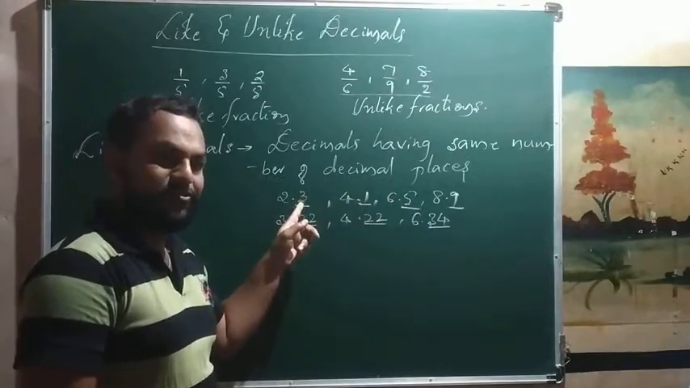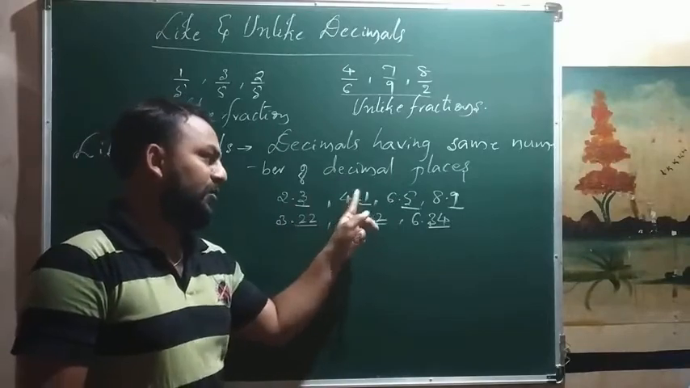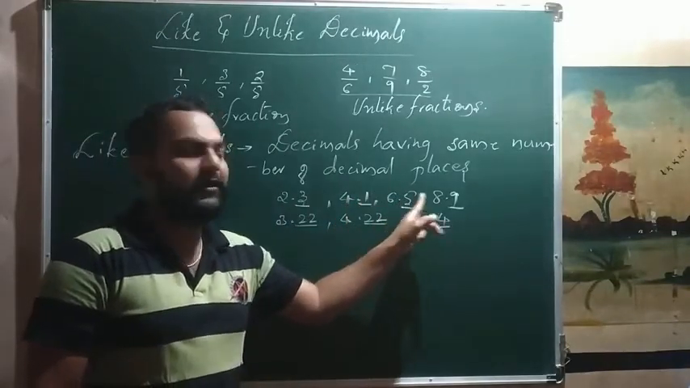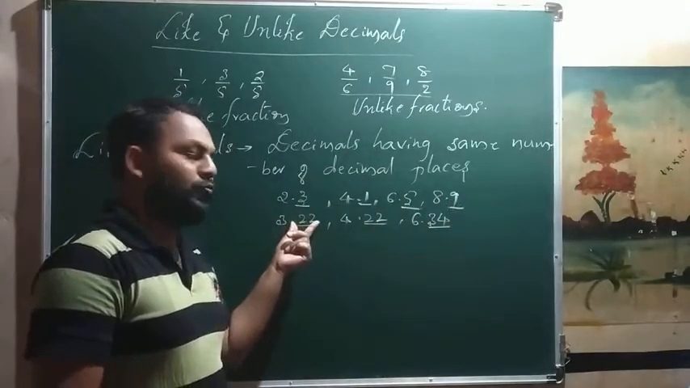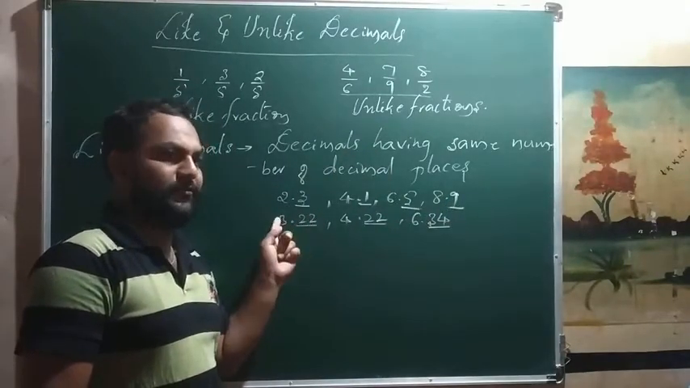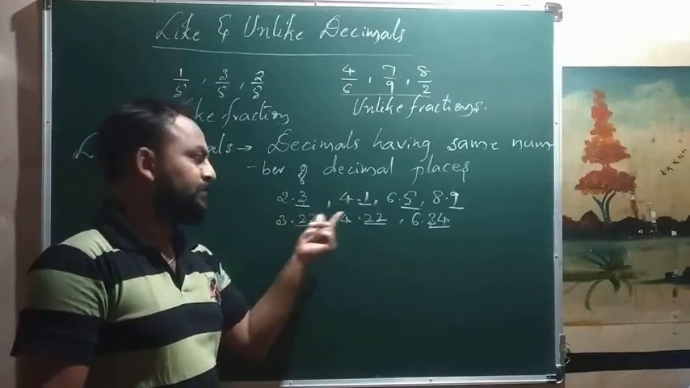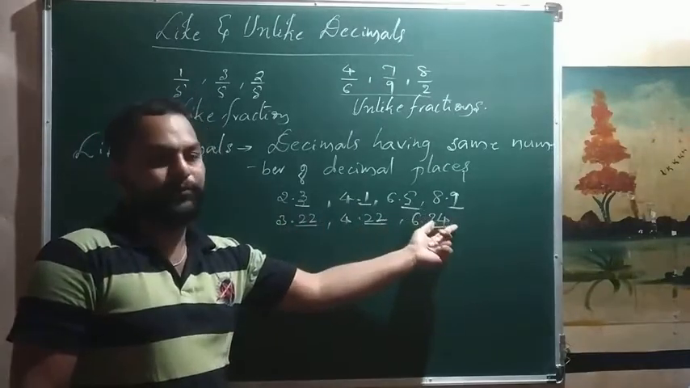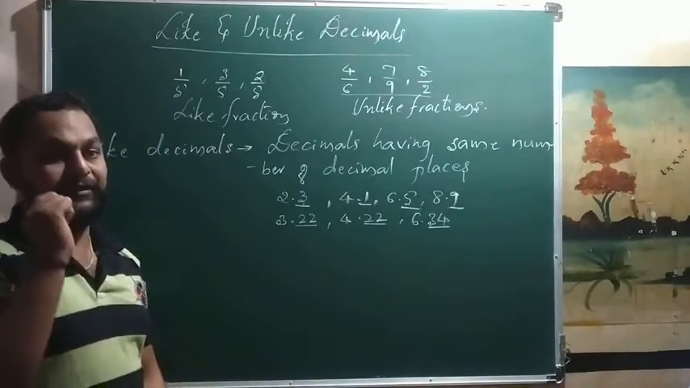Here, the tenths place, with the decimal point after the ones place. Then 3.22. How many places? After the decimal point, there are 2 places in each. Then these are the like decimals.